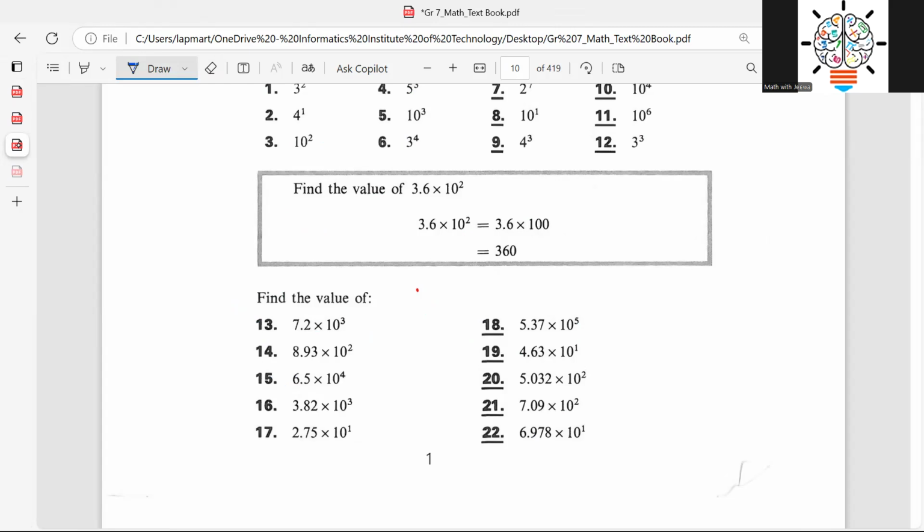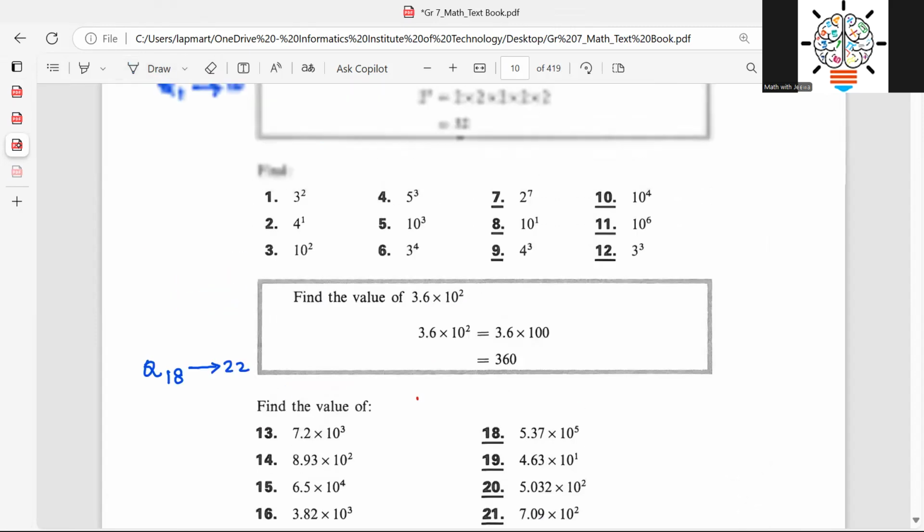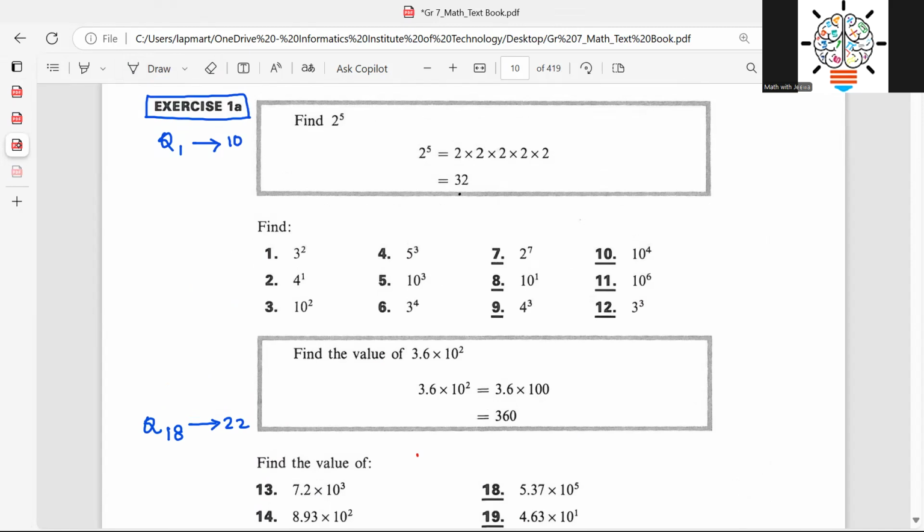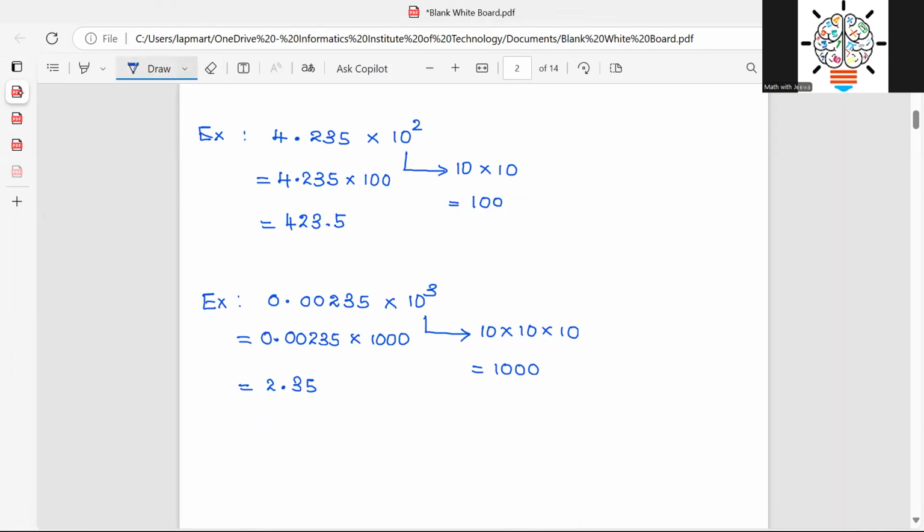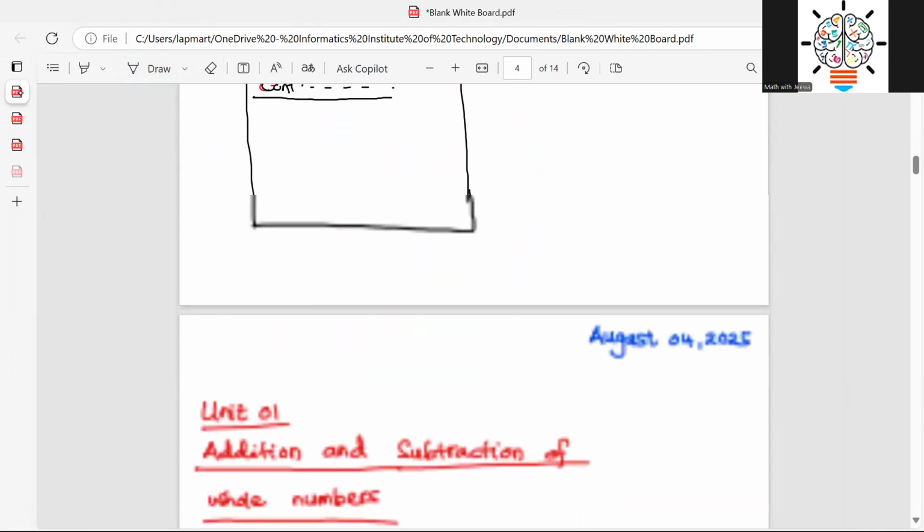Okay, so what is the next exercise you want to do? You want to do question number 18 to 22, right? The first one, you want to do questions 1 to 10. Then you want to do questions 18 to 22. Those are the 2 homework tasks. I will show you how to do this.